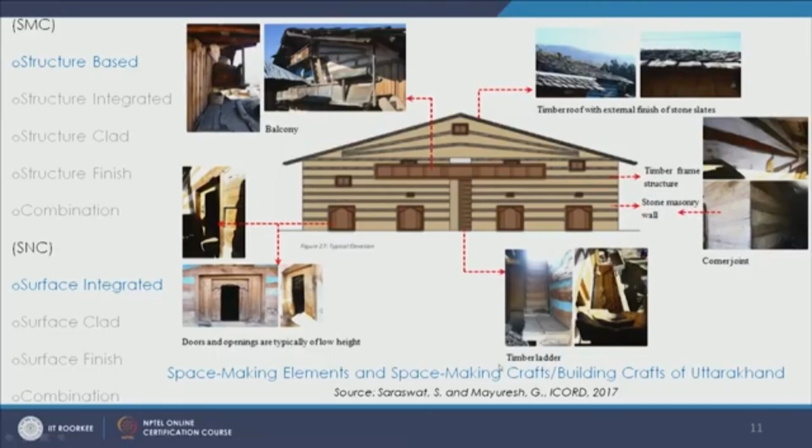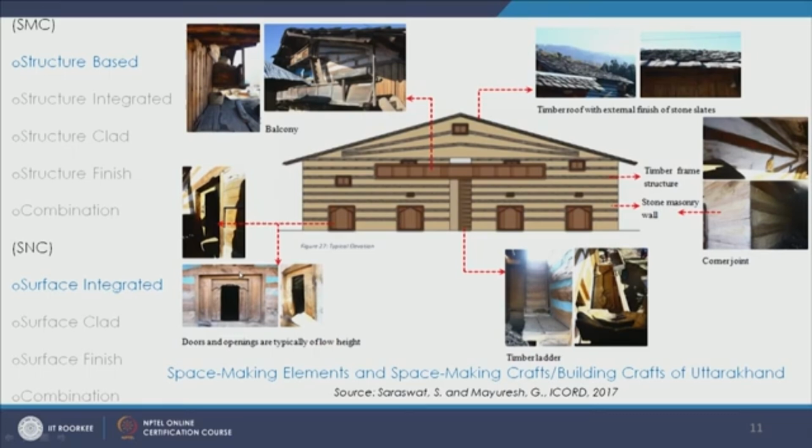Now again few drawings and examples. If we see this example from Uttarakhand, this is from a village Gainchwan, and here we see, in the drawing, timber roof with external finish of stone slates. We see here alternative bands of timber and stone, so stone masonry and timber frame structure over here. We see the corner joints over here, stone and timber, and this is a timber ladder which is chiseled out from a single piece of wood, and it is usually very unfinished, done with hands itself.